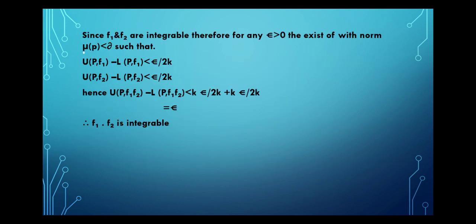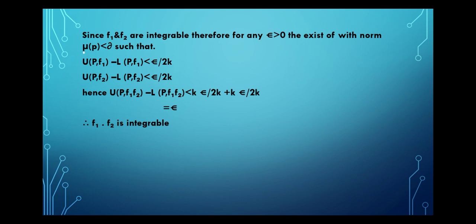Since f1 and f2 are integrable, therefore for any epsilon greater than 0 there exists δ with norm μ(P) smaller than δ such that upper sum minus lower sum is smaller than epsilon by 2k.